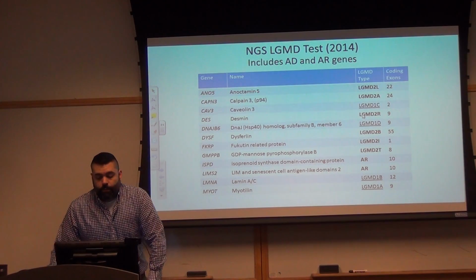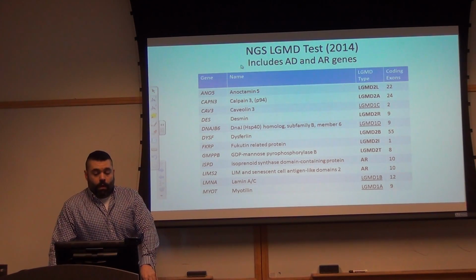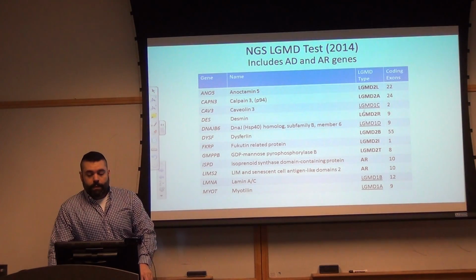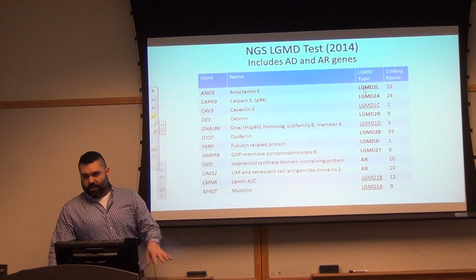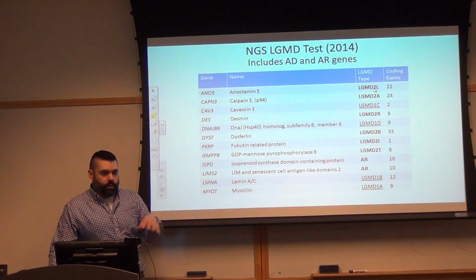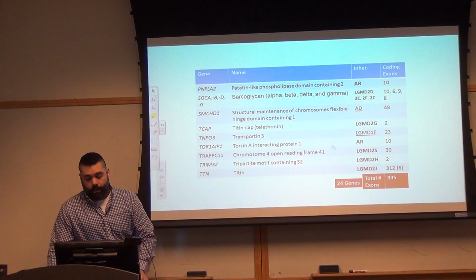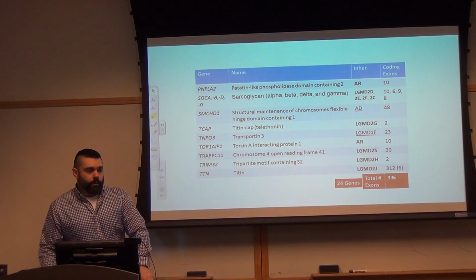This is a test from 2014 for limb girdle. It includes the autosomal dominant and autosomal recessive genes. You do not need to know the genes. This is just telling you what they are, the number of exons, and what type of muscular dystrophy it causes. This is like hearing loss. There are special codes, LGMD2, just to tell you if it's autosomal dominant or autosomal recessive, but don't worry about that. The key point here is that this is a 24-gene test, testing 335 exons.